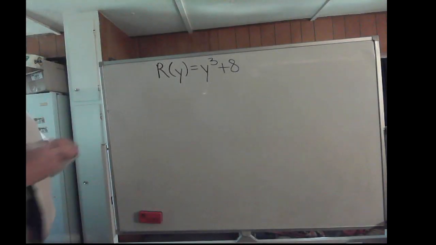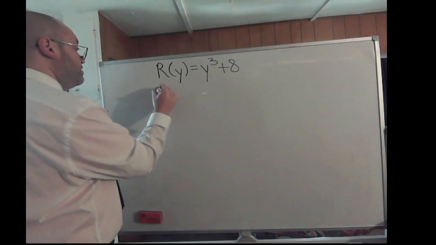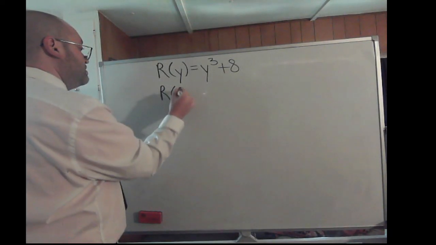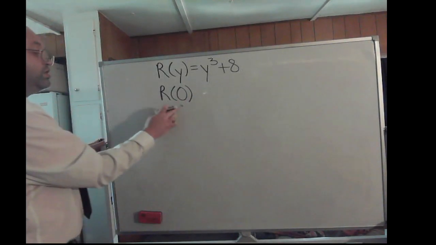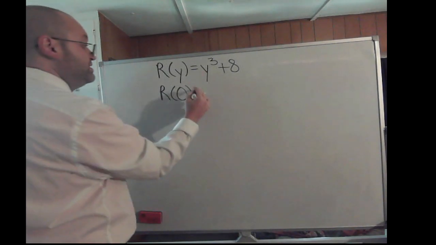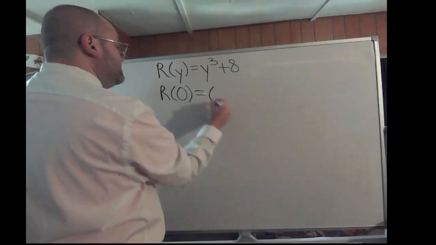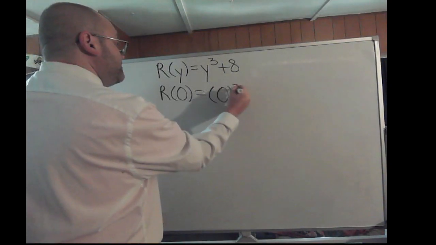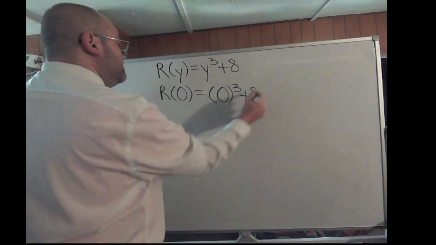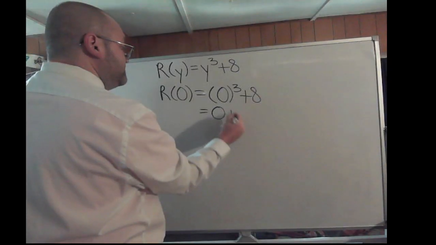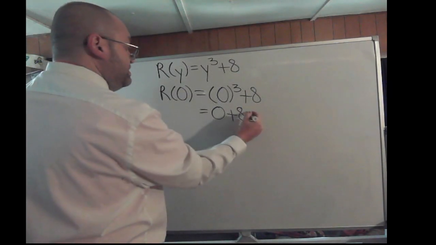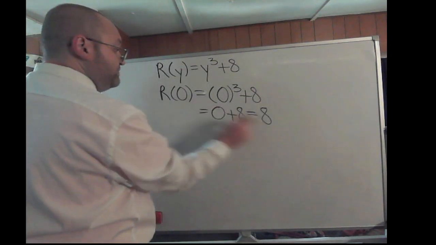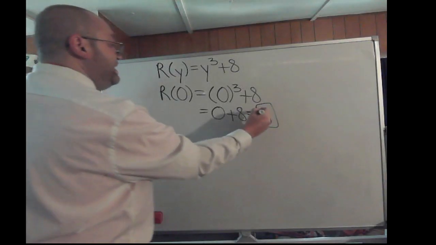They want you to evaluate, let's do r of 0. A nice easy one. R of 0, which means all you're going to do is put 0 in for where the y is. So you'd have 0 to the third plus 8. Well, 0 to the third is 0, so you have 0 plus 8 just gives you 8. So r of 0 is equal to 8 in this case.